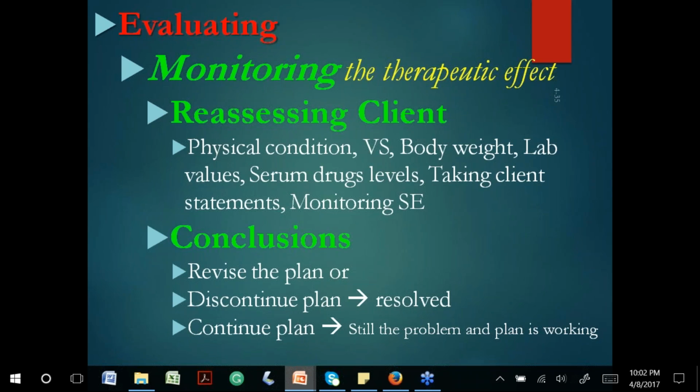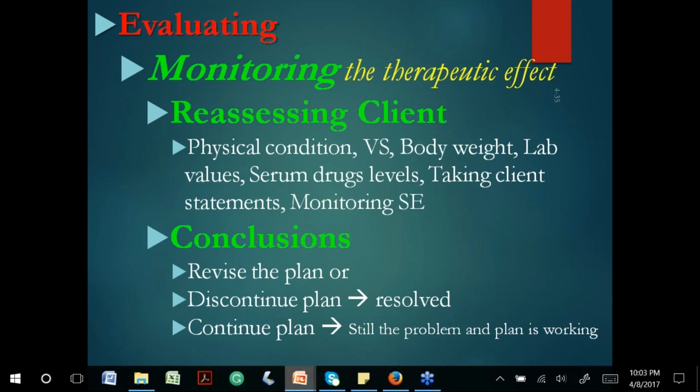Then you go to implementation. The intervention is to give the pill, right? And then after that is the evaluation. In evaluation, you come back to see how the patient is doing. Okay, and you have three options, and that is important. After all you did, you need to have conclusions. Number one, revise the plan. Why revise the plan? Because the patient is still in pain. So probably we need to reconsider something, or probably we are missing something, right? So we need to reassess the patient.